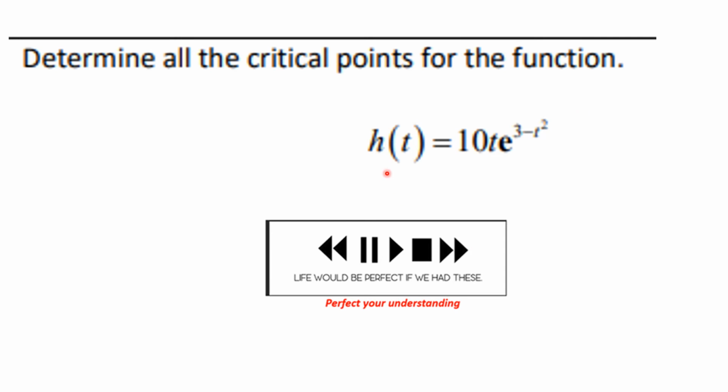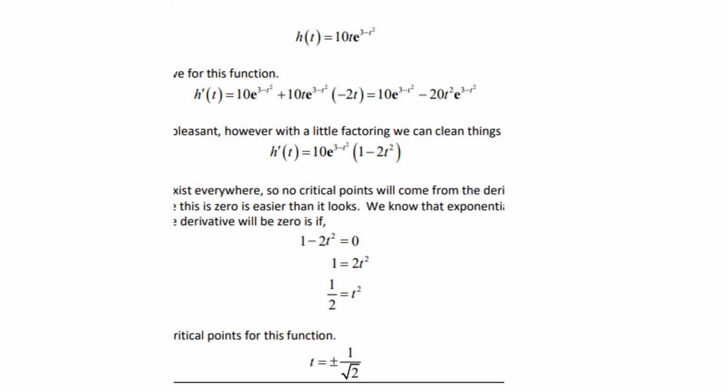Here's another one. Determine all the critical points for this function. You see, you get to use the product rule and deal with the exponentials again. You know what to do. Let's see how you did. So we take the derivative using the product rule. So we have 10 times this second function, and we have 10t times the derivative of the second. Now that is going to be e to the u times du dt.